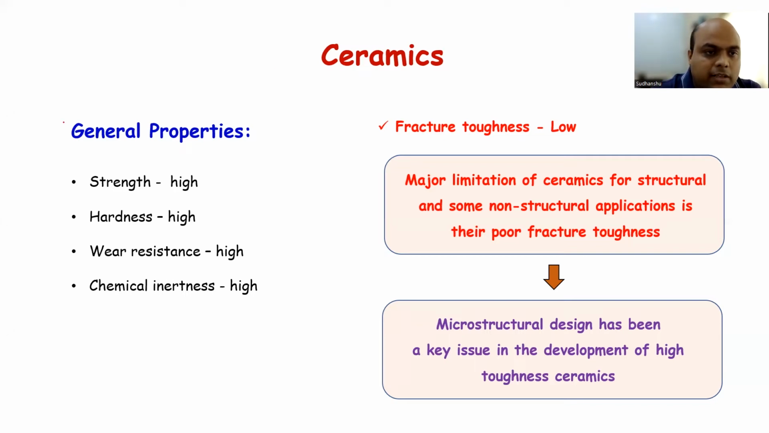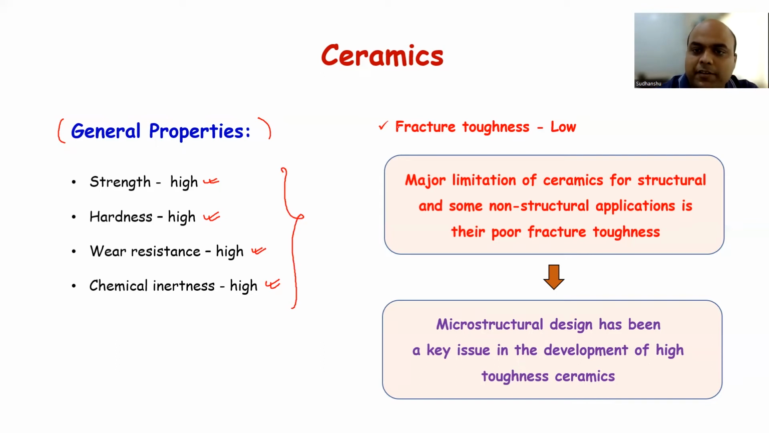So these are the general properties of ceramics. You can see strength of ceramics is typically high. I hope you know a little bit of the fundamentals of ceramics. This has been covered in the basic courses of material science and engineering. So it has a relatively higher strength, hardness is also high, wear resistance is also high, chemical inertness is also high, right? So these are some of the good properties of ceramics.